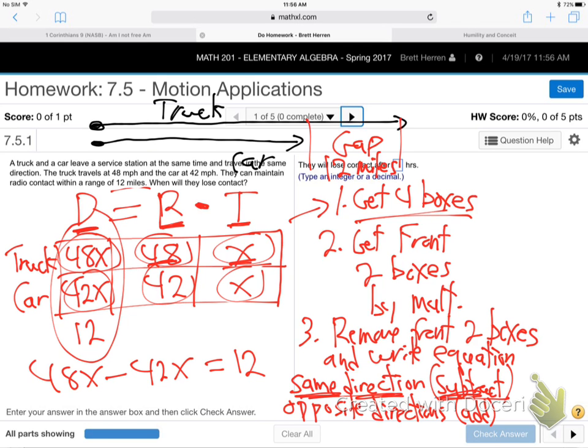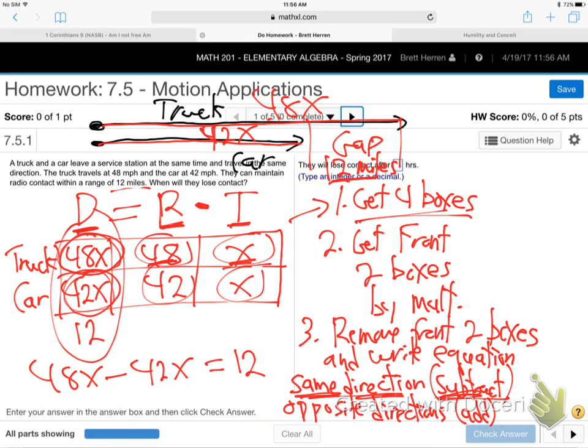The truck goes faster, gets ahead, and you want the gap between them to be 12 miles. So do you see how the truck's distance subtract the car's distance? How far is the truck? What's the truck's distance? 48x. What's the car's distance? 42x. See how 48x take away 42x is the 12?